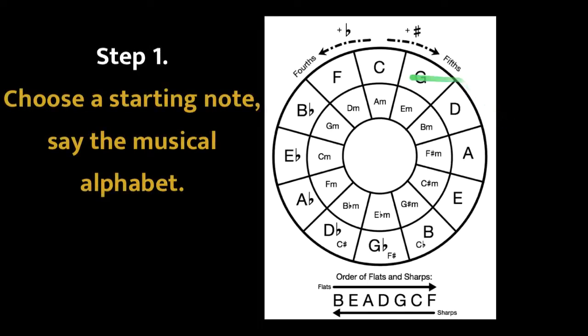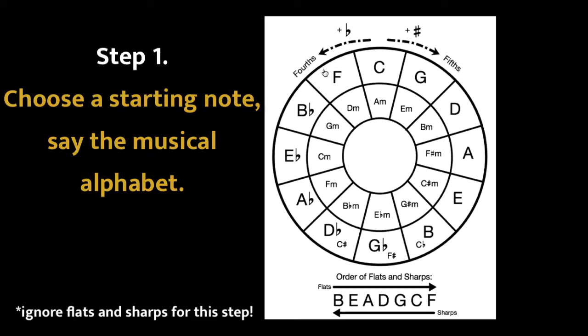So for step 1, just choose a starting note from the outer circle of the cycle of fourths and fifths. And from that letter, say the musical alphabet. Just right through the loop of the musical alphabet. Every time you get to G, starting over at A and ending at the letter that you started on, and that will have completed one octave of the scale in question. And for now, just ignore flats and sharps.